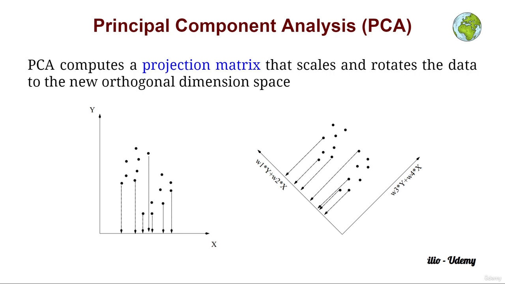So in PCA, this projection matrix scales and rotates the data to the new orthogonal dimension space. Here we have the first new transformed dimension and the second new transformed dimension. Keep in mind that they are perpendicular, right? They are orthogonal. This will always be like this. They will always form an angle of 90 degrees.